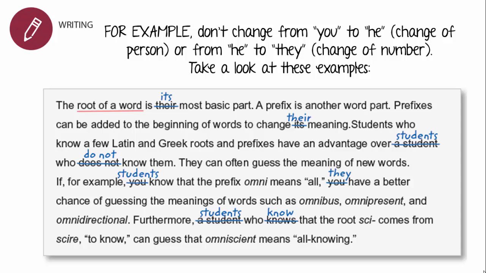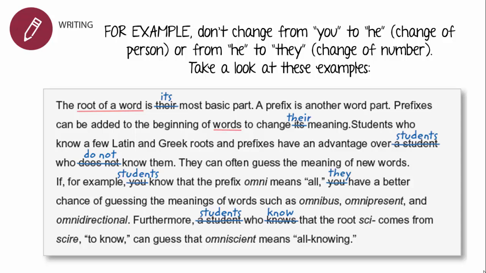The second correction is in the third sentence. Prefixes can be added to the beginning of words to change its meaning, was what the writer had written, and it's wrong because I'm talking about words. Words is a plural noun, so I have to use there.